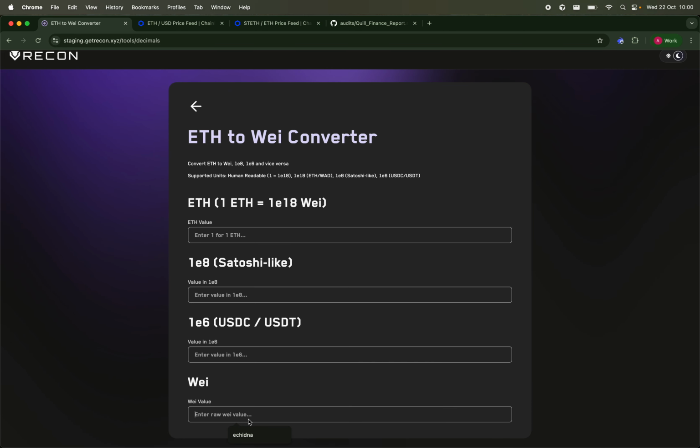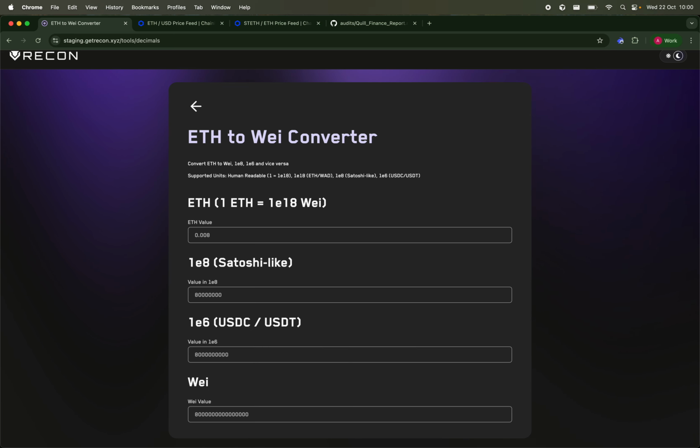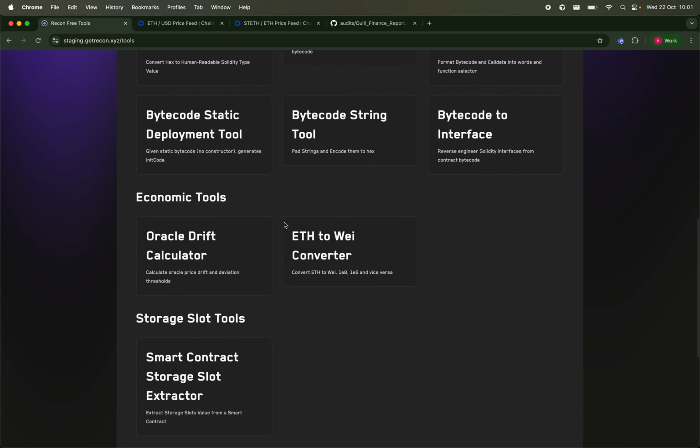Fundamentally, the way you would use it is you enter the unit for which you have a value. So say you have the value of a USDC transaction, and you would be able to visualize it in different units. Anytime you add a value here on ether, that means 1E18. Anytime you have a value here, that means 1E8. And anytime you have a value here, that means 1E6. Whereas if you enter it as wei, which will be the raw value you will likely get from inspecting a transaction, then that will allow you to convert it. So this is just a very convenient tool.